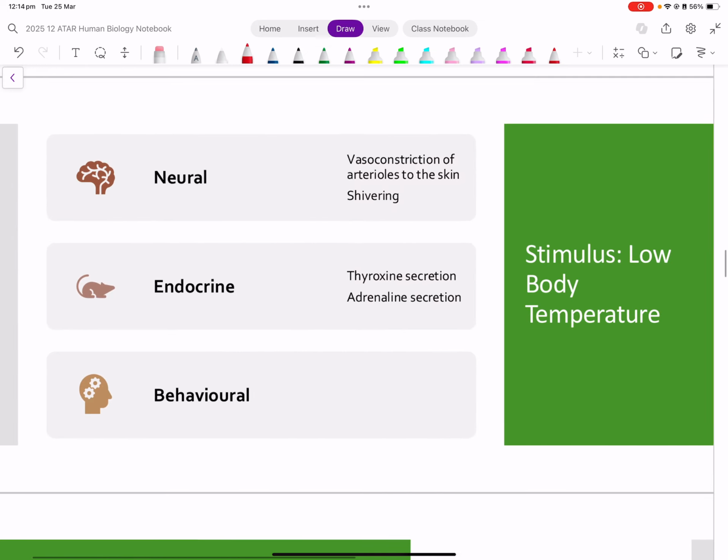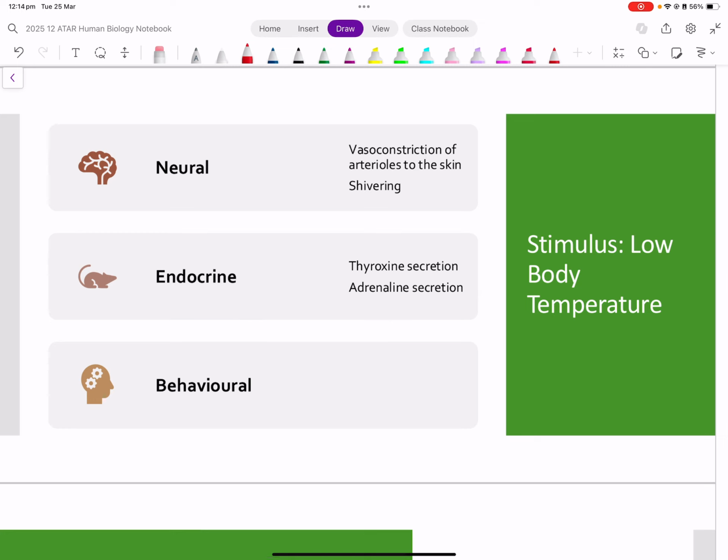So we're now going to look at some examples of when this doesn't go to plan, when there isn't this perfect homeostasis, and the first example is when you have a low body temperature. So from a neural perspective, when you have a low body temperature, two things happen. Number one, there's vasoconstriction of the arterioles to the skin, and you begin to shiver.